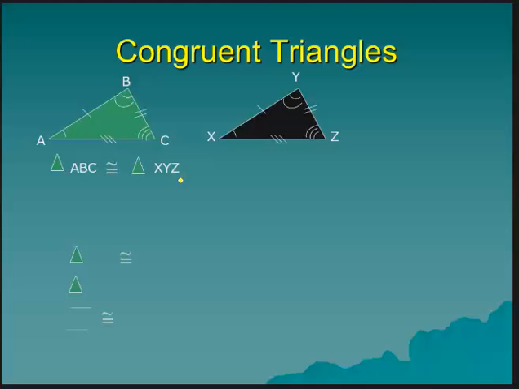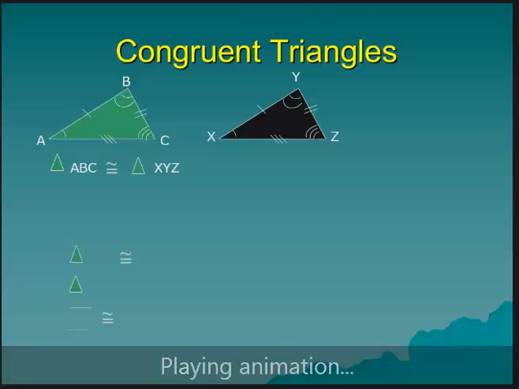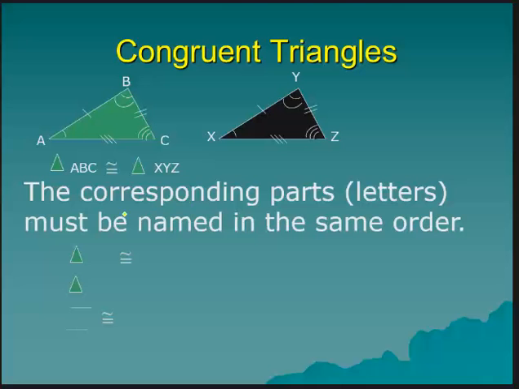If I said triangle YZX, that would not be correct. Again, the corresponding parts have to be named in the same order. Okay? So you have to be able to identify the corresponding parts. Sometimes it's real easy when the triangles are oriented the same way, but sometimes it can get a little tricky. So be very careful, slow down, pay attention to the way things look and their matching parts.